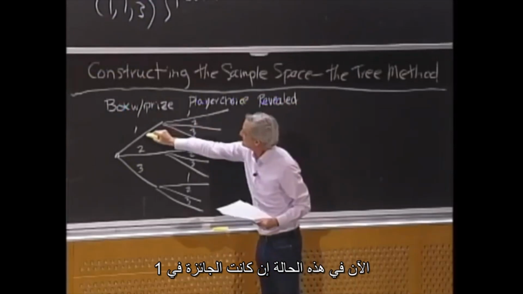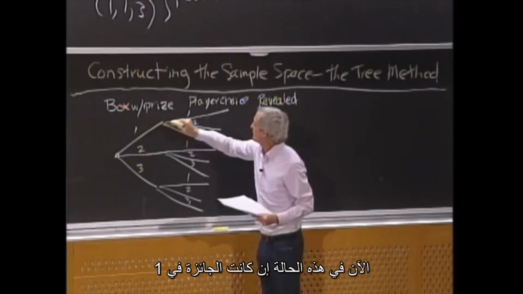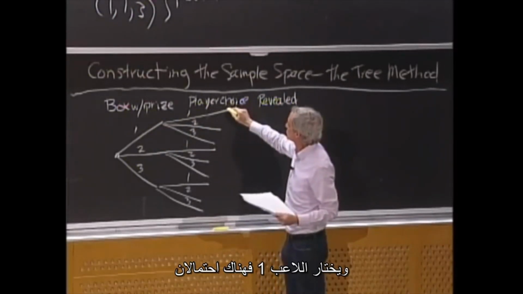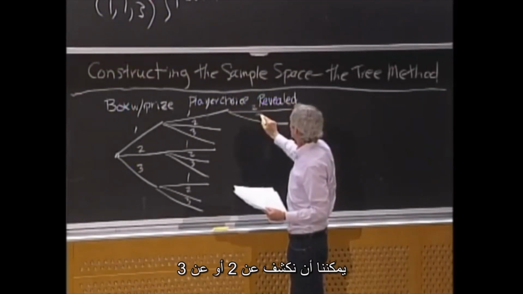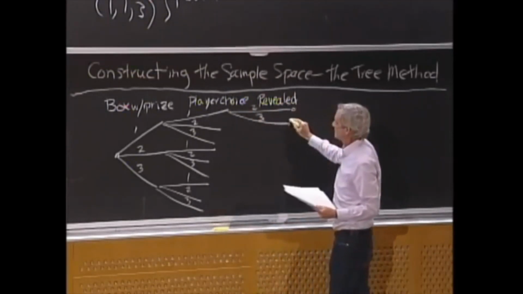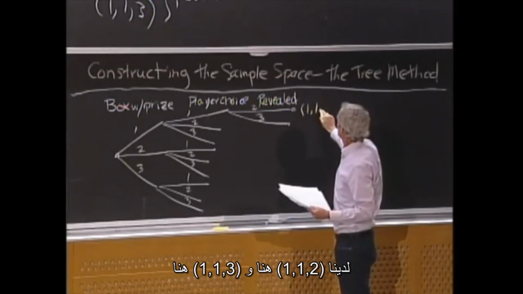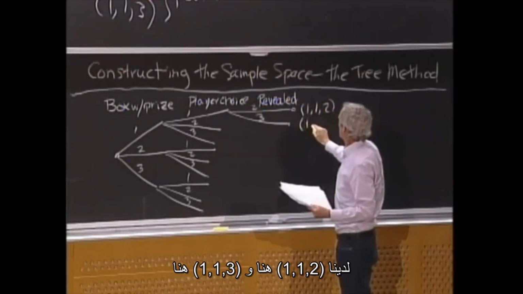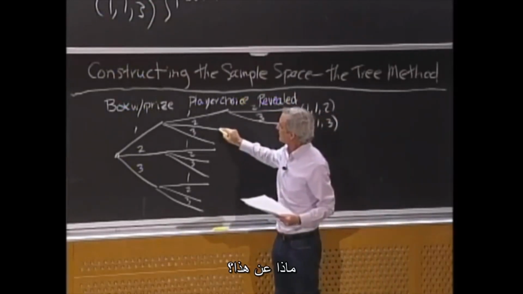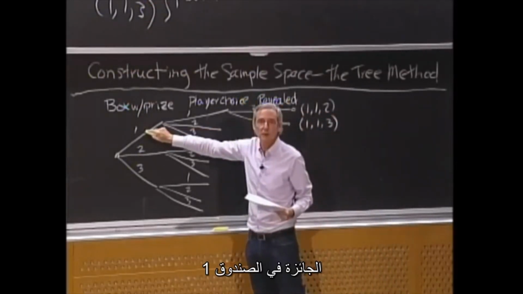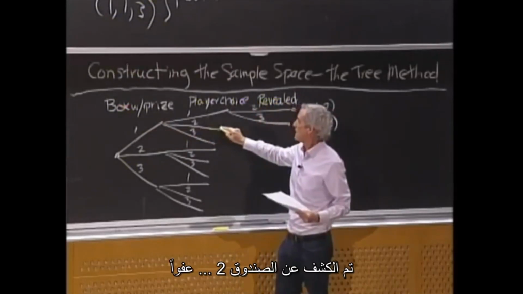Now, in this case, if the prize is in 1 and the player chose 1, there's 2 possibilities. We could reveal 2 or reveal 3. So we get 1, 1, 2 here, and 1, 1, 3 here. What about here? Prize is in box 1. Box 2 is revealed.